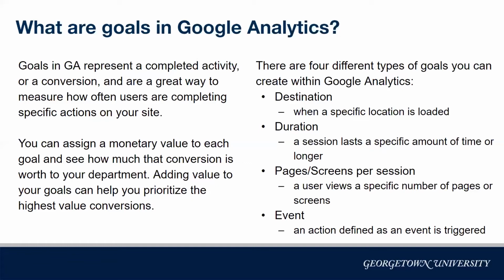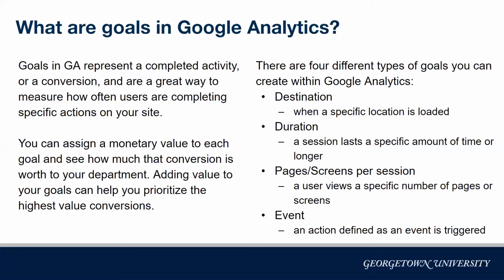Another goal in Google Analytics is the pages/screens per session goal. And you're going to use this goal when you want to track if a user is viewing a specific number of pages or screens in a session. So say you have a site where you want users to be viewing multiple pages. You can set a pages/screens per session goal to track users that are viewing, say, 4 or more pages per session.